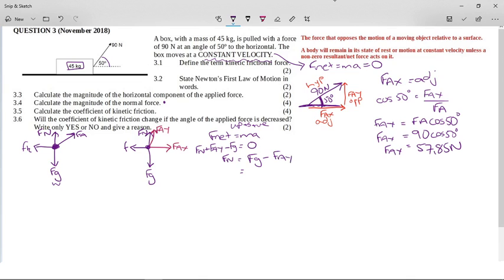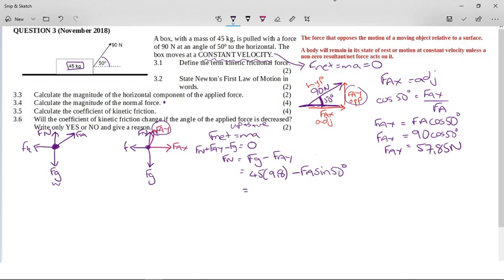So now what is Fg? Fg is the code for the weight of the box. Remember, mass and weight are not the same. The box has a mass of 45 kilograms, which we multiply by the acceleration due to gravity. And then we want to take away this y component of the force. Just like we drew this triangle, here is Fay, it is the opposite. So the vertical component is going to be the force Fa times the sine of the angle, so it's going to be Fa sine 50 degrees.